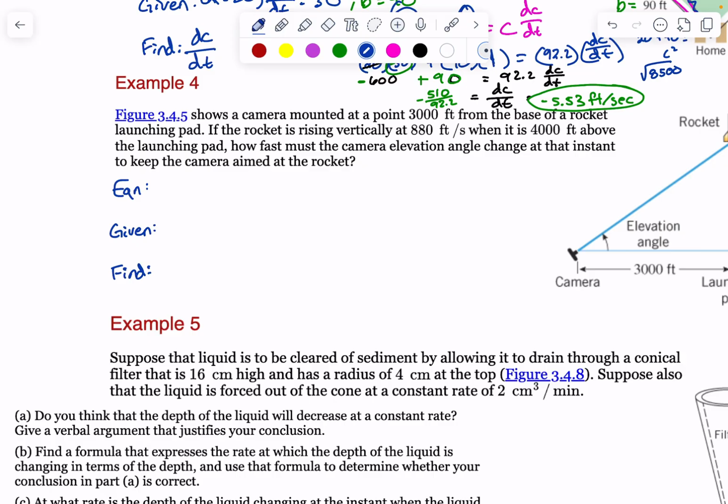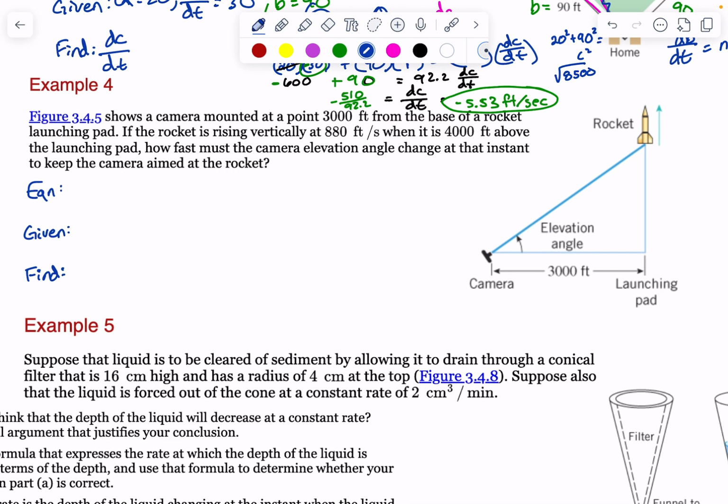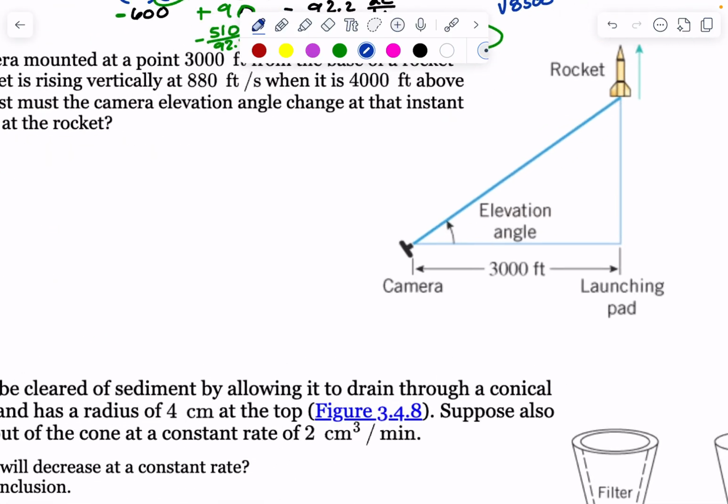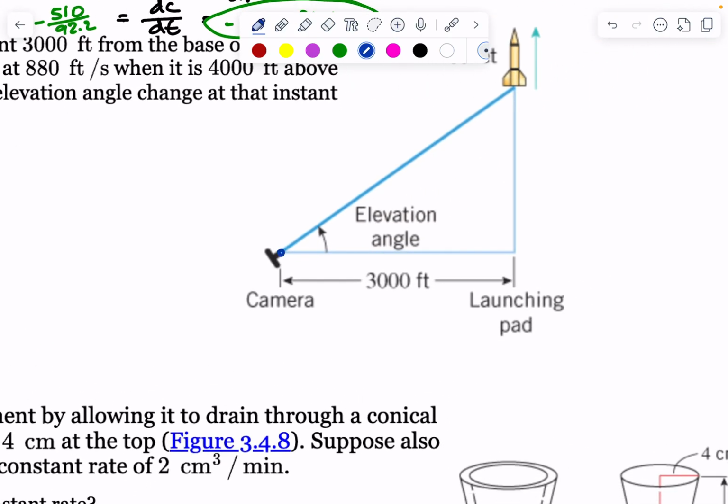Equation, given, find. All right, listen. Here we go. We have a diagram. It shows a camera mounted 3,000 feet from the base of a rocket launching pad. So we know that the distance from here to here is 3,000 feet. Now, is that going to change? Probably not. So let's say we call this side A, this side B, this side C, because we have a right triangle, right? A is going to be equal to 3,000.